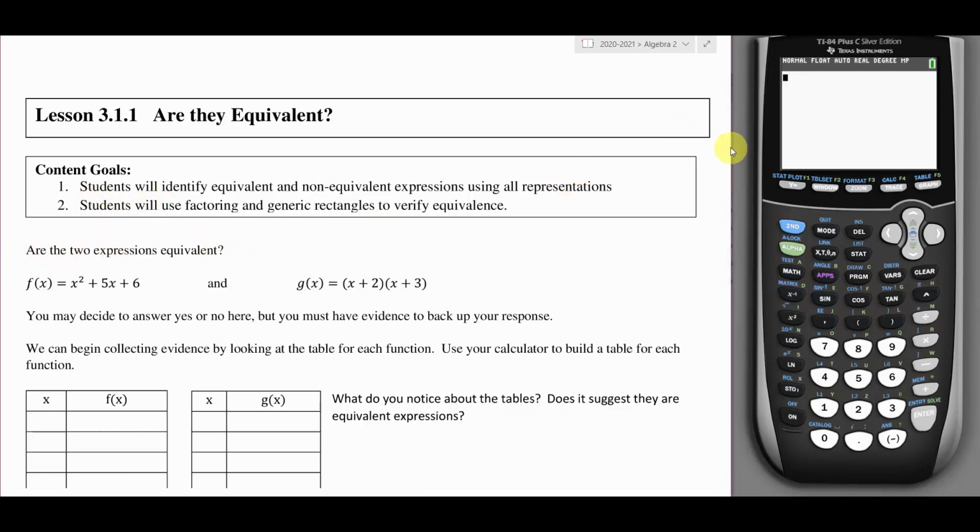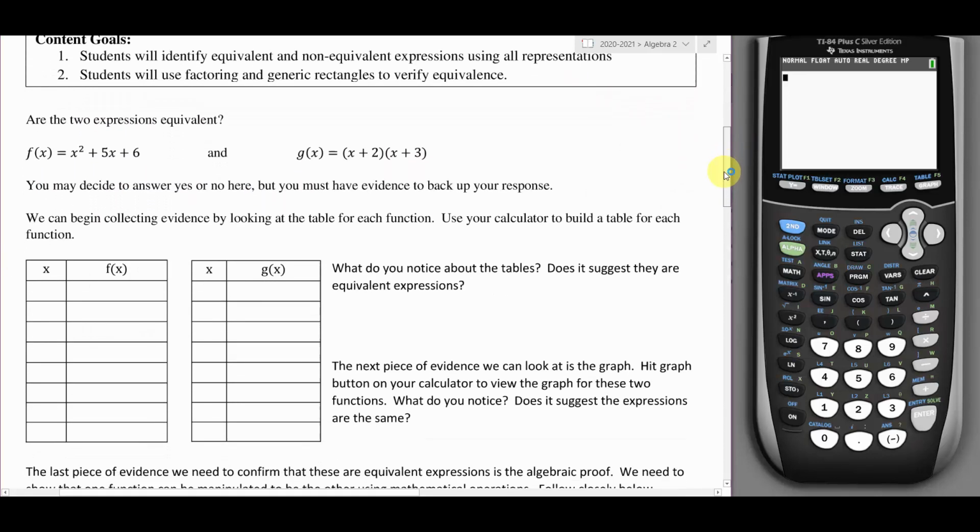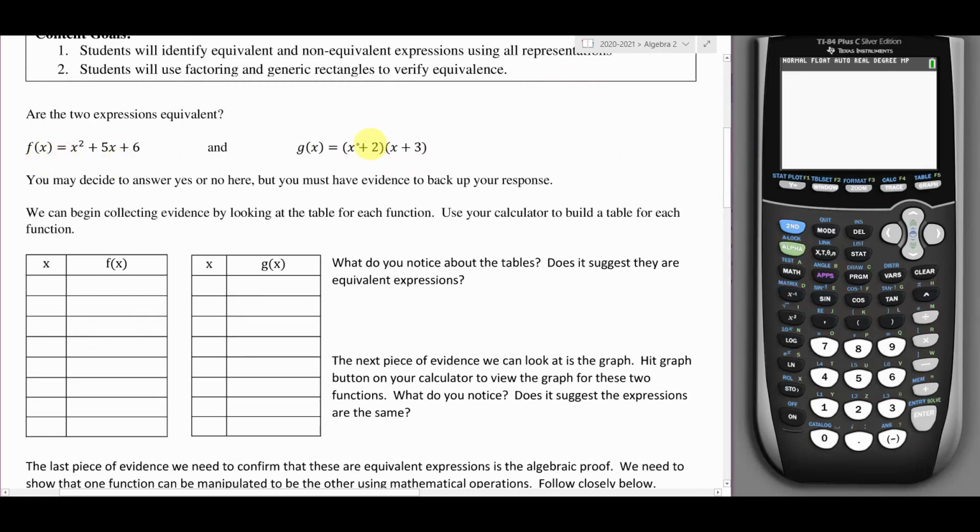So it's a pretty simple question, right? We're going to be given two functions, and you can see our two functions here, f of x and g of x, and one of them is x squared plus 5x plus 6, and the other one is x plus 2 times x plus 3. So it looks like we have two parabolas here. One is in standard form, one is in its factored form, and what we need to figure out is whether or not these two functions are indeed equivalent.